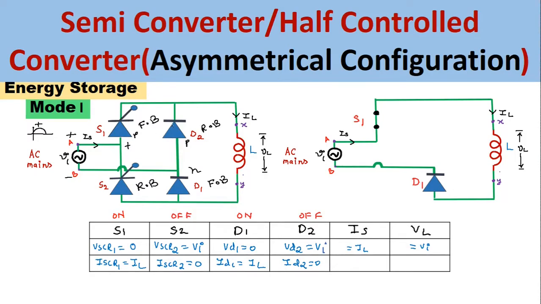As we have studied before, at the firing angle, that is at omega t equal to alpha, the gate pulse is given to SCR1. So at omega t equal to alpha, S1 starts conducting and becomes on. Now the circuit will look like this. After eliminating SCR2 and diode D2, we get this type of circuit. Here we can see that the load current will flow in the clockwise direction like this. In this circuit, the load current will be equal to the source current.